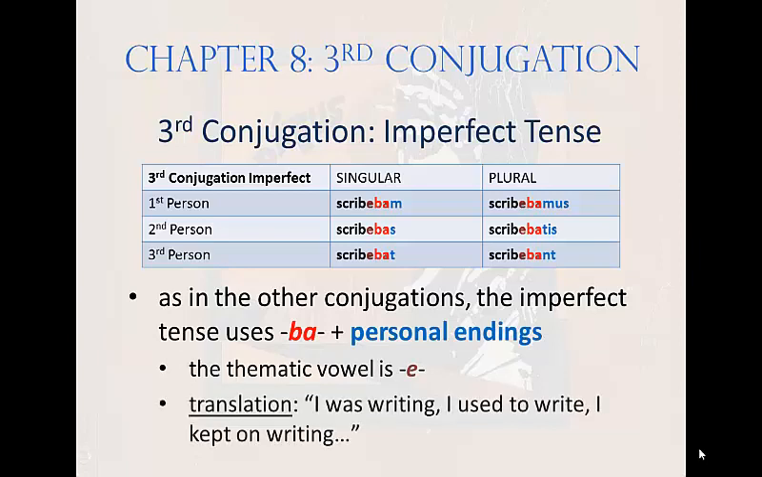The imperfect tense in third conjugation translates the same way it does in first and second. It denotes an incomplete or repeated action in the past, and therefore scribebam translates as I was writing, I used to write, I kept on writing. The rest of the translations should be self-evident.